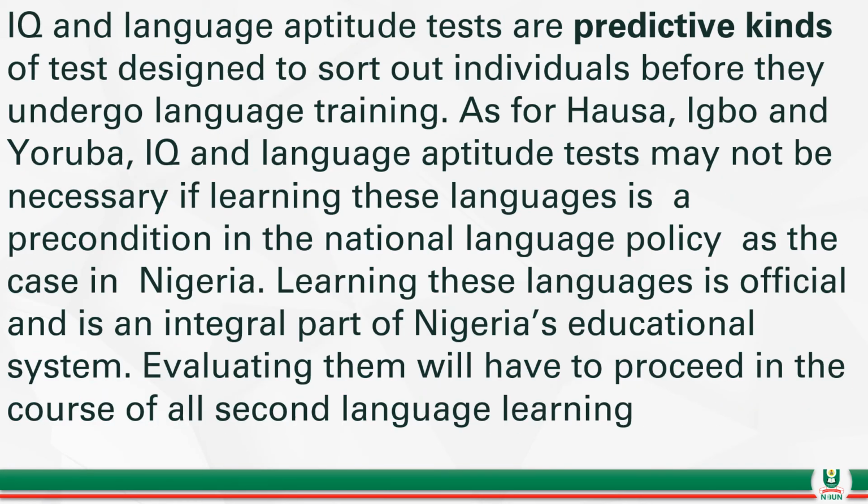The language is compulsory, according to the precondition in the national language policy. So learning these languages is official and it is an integral part of the Nigerian educational system. It is part of our system. It is compulsory. Apart from the mother tongue, the child is also expected to learn one out of the remaining two languages. So evaluating them will have to proceed in the course of all second language learning.